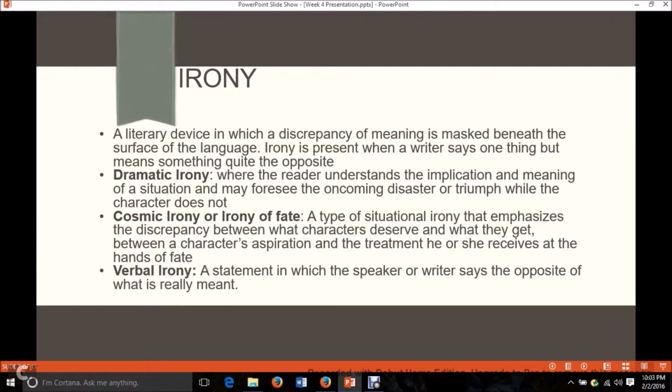So in Greek mythology, fate is kind of a big deal. This is a situational irony that emphasizes the discrepancy between what characters deserve and what they get, or between a character's aspiration and the treatment he or she receives at the hands of fate. I often think of Oedipus in this. Oedipus, yes.